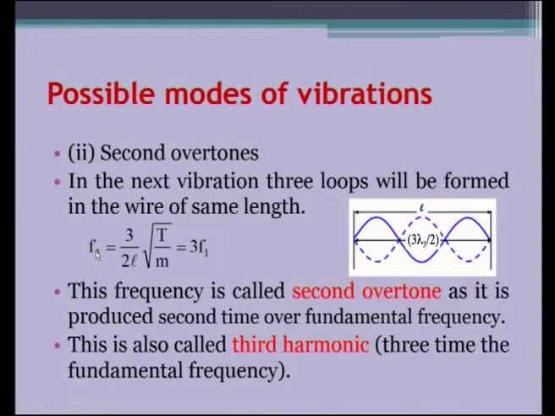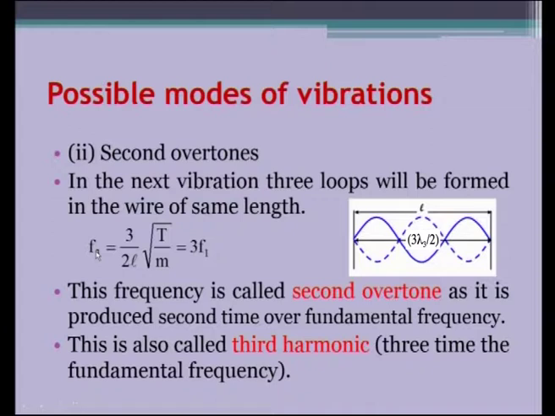The first overtone occurs in the two loop case that comes next to the fundamental, but is still called the first overtone. Any other terminology is used to specify the frequency. This is how it is specified. This is also called the second harmonic. The meaning of second harmonic is 2 times the fundamental frequency. See, it is appearing twice the fundamental. F1 is fundamental. So, the first overtone is the second harmonic of the vibration.